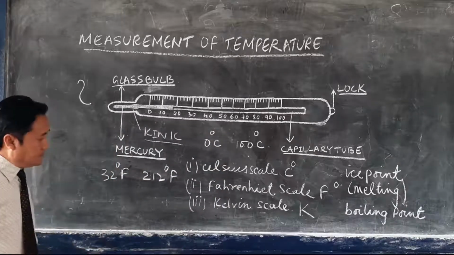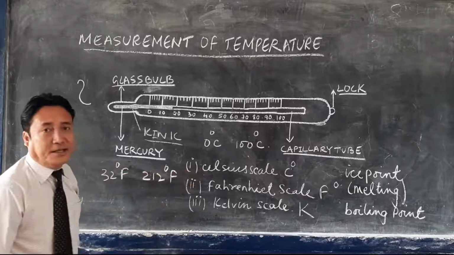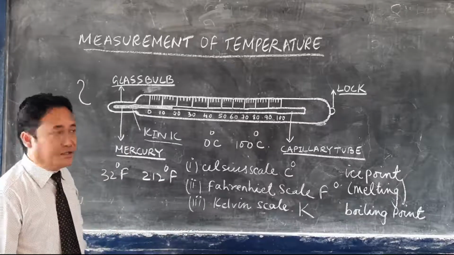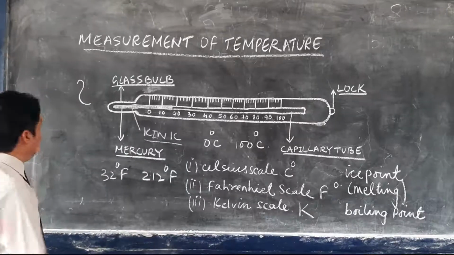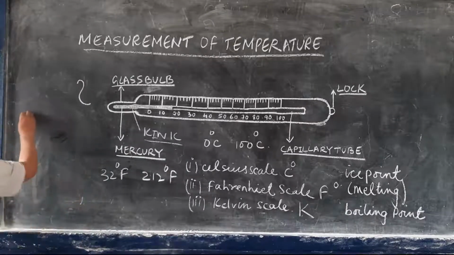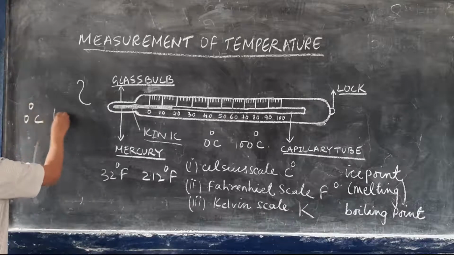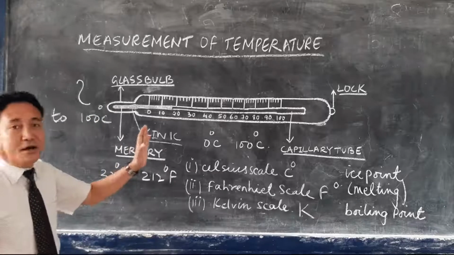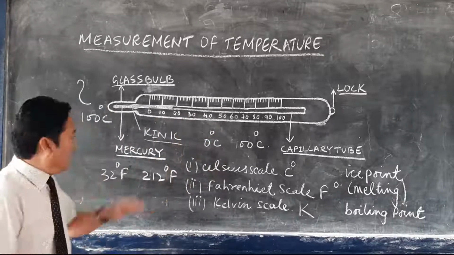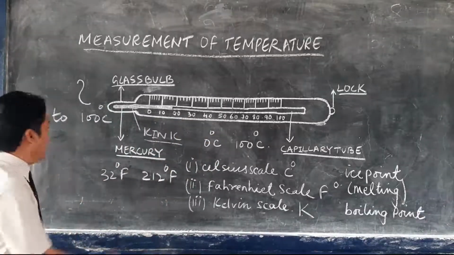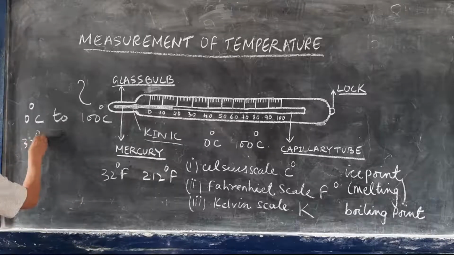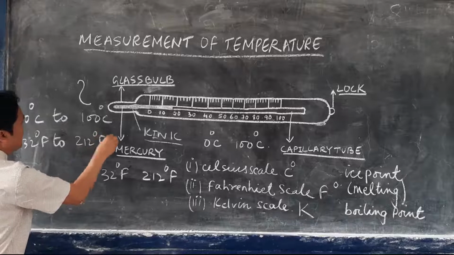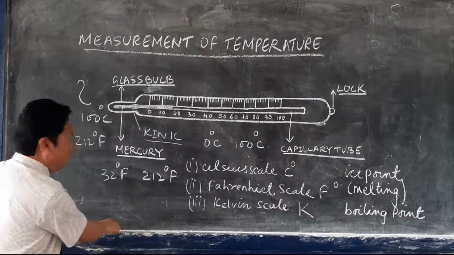The next point: the Celsius scale is divided into 100 equal parts, that is, from 0 degrees Celsius to 100 degrees Celsius. Whereas the Fahrenheit scale, from 32 degrees Fahrenheit to 212 degrees Fahrenheit, is divided into 180 equal parts.